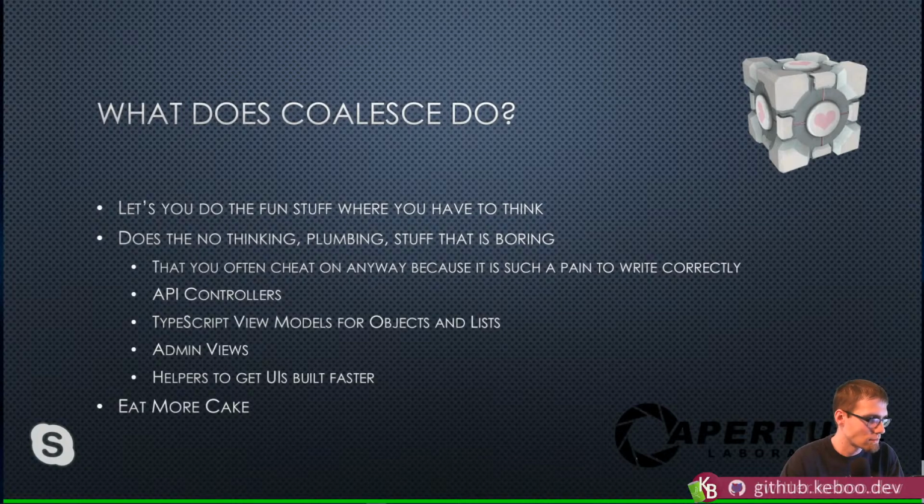What Coalesce really tries to do is build out those pieces. It builds out DTOs, data transfer objects, the objects on the client side that are typically all nullable properties and things like that. It does all your security checking and security trimming in and out. It builds TypeScript models and the view models for all your objects and lists. You can really easily do things on the client with your data.